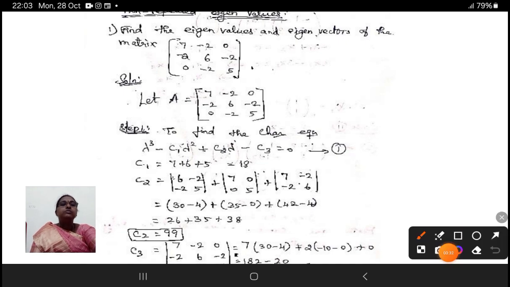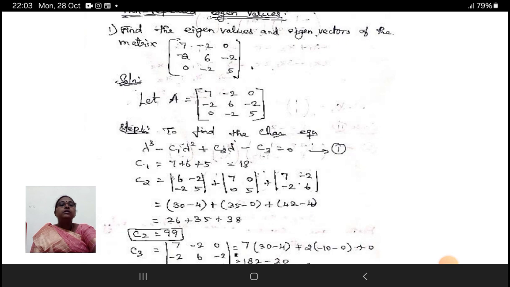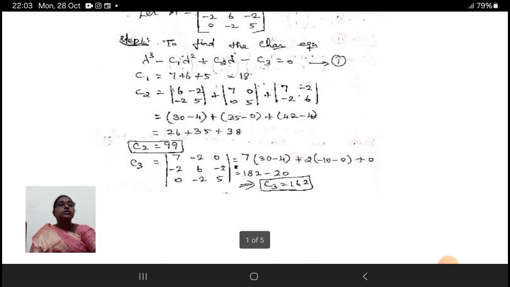So how do we check whether this matrix is symmetric? First take the first row and write it as the first column, then the second row as the second column, and the third row as the third column. If these two are equal, then it is called a symmetric matrix. So here we got a symmetric matrix. Next we can calculate the characteristic equation.